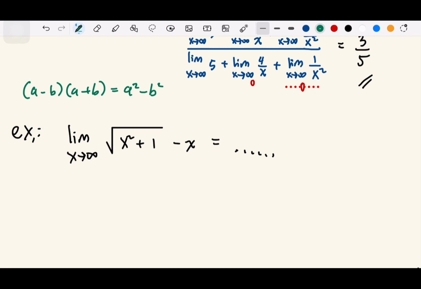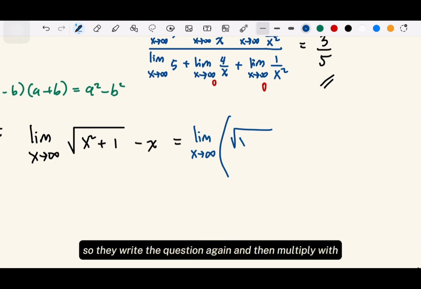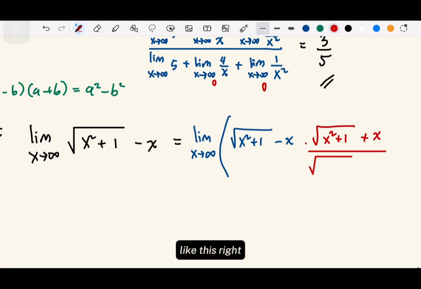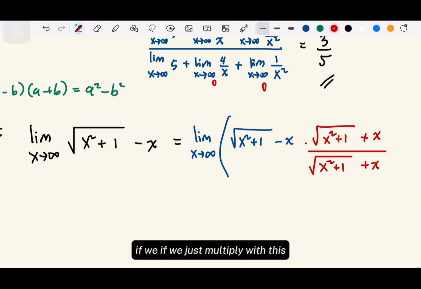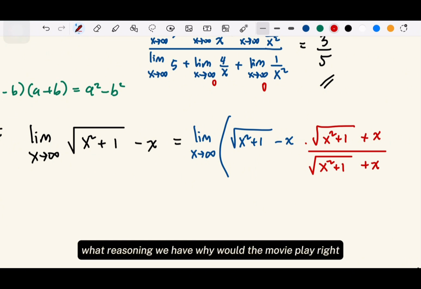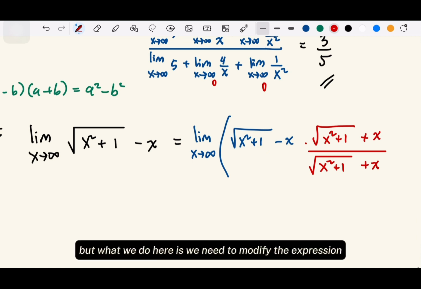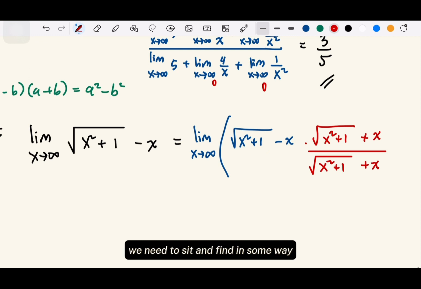So let me write the question again, and then multiply with this. But of course, if we want to multiply, then we need to make it like this, right? If we just multiply with this, what reasoning do we have? Why do we need to multiply, right? But if we just multiply with this, it is okay, because this is just 1, right? But what we do here is we need to modify the expression. We need to simplify it in some way.